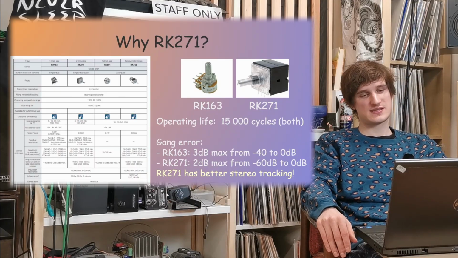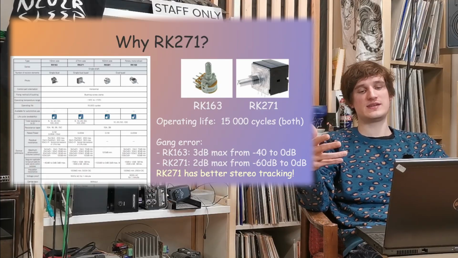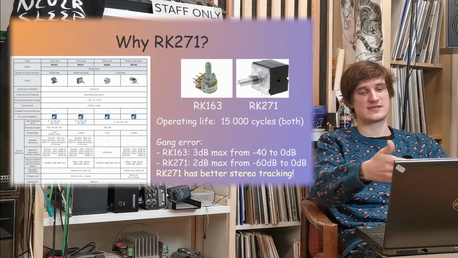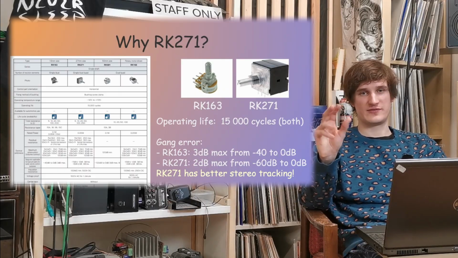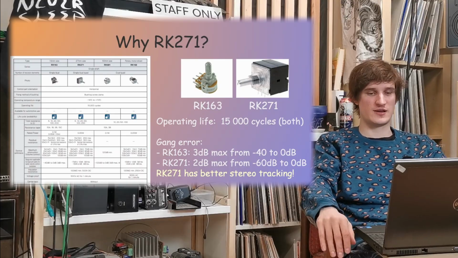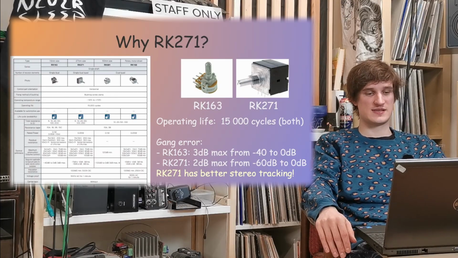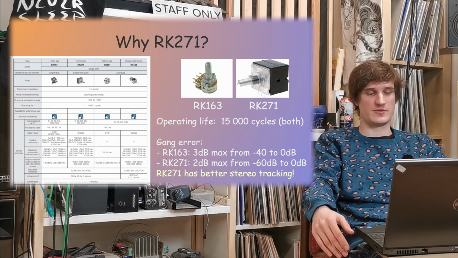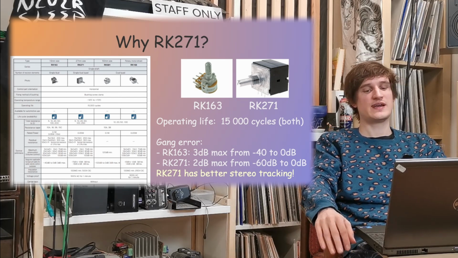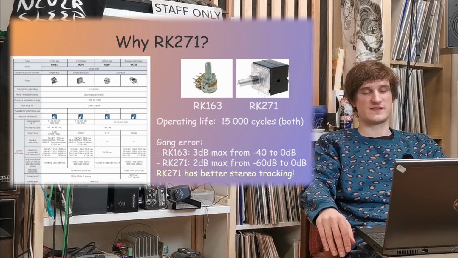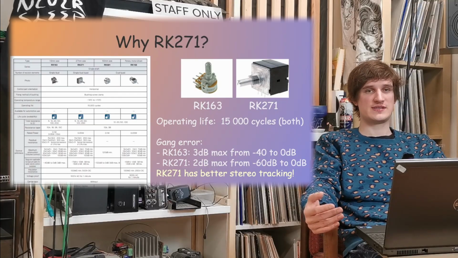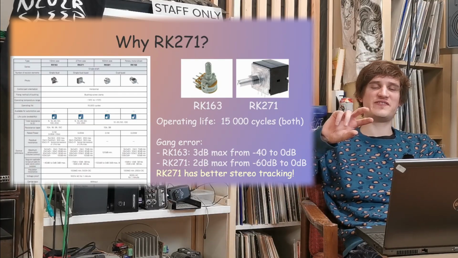RK163 model. This is a quite commonly used model in some EQs, but you rarely, in some rotary mixers, you rarely see this smaller RK163 in volume application. You more often see RK271, and the difference is not actually durability. They have exactly the same operating life stated by manufacturers, and it's 15,000 cycles. And what differs RK27 or 271 is the feeling.